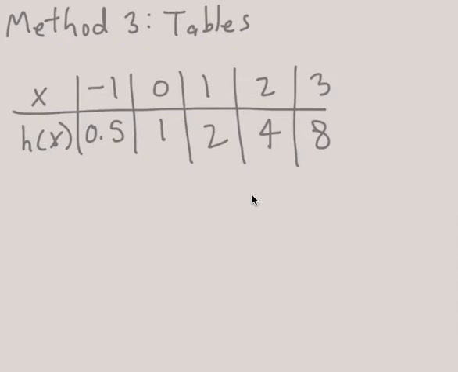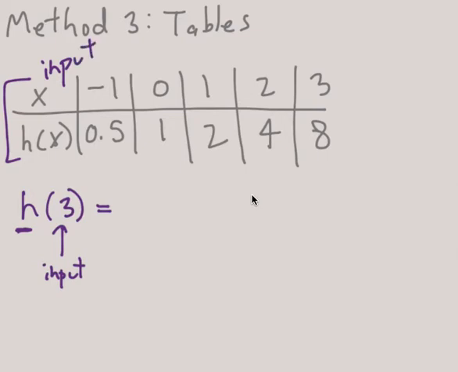Right. So for this one, what is h of 3? Okay, that means that 3 is my input. h right here is the rule, and the rule is use this table. So I find up here, remember, the x's are the inputs, and then h of x is the output. So when I look for h of 3, I'm looking right here, and the output is 8. Alright, so very simple in this case.